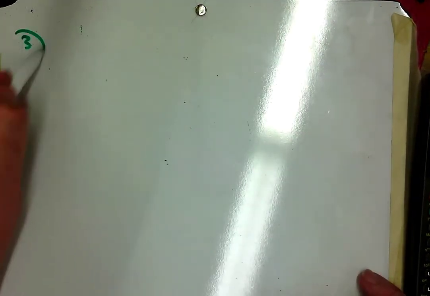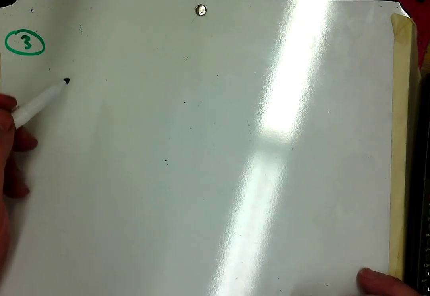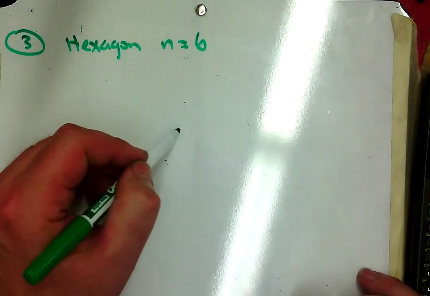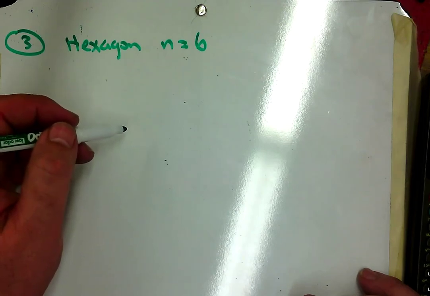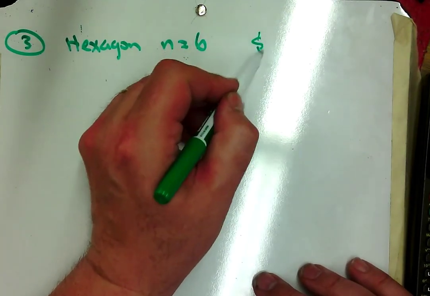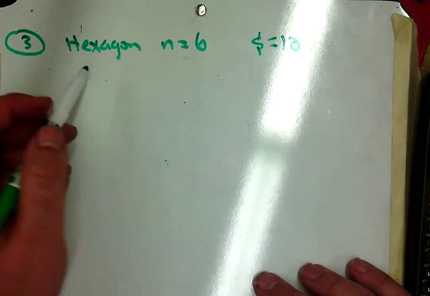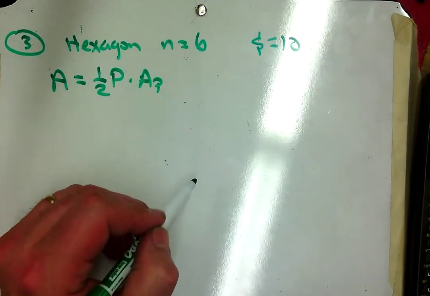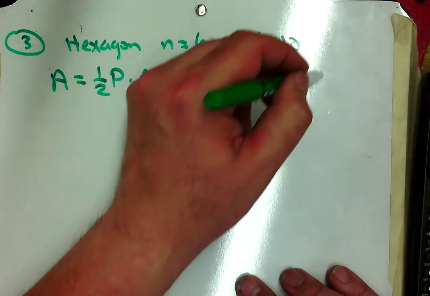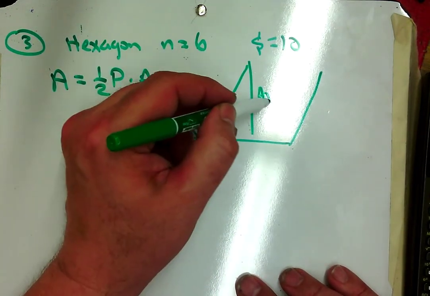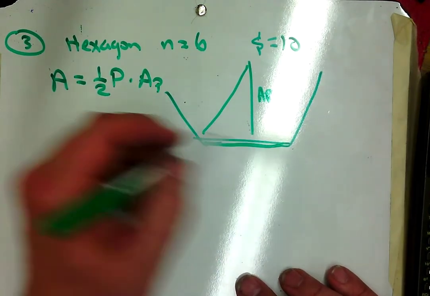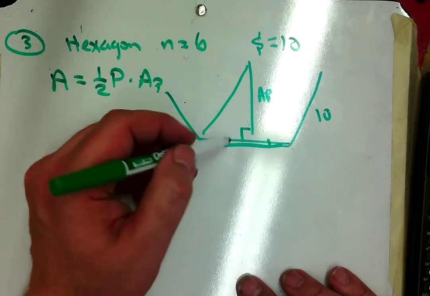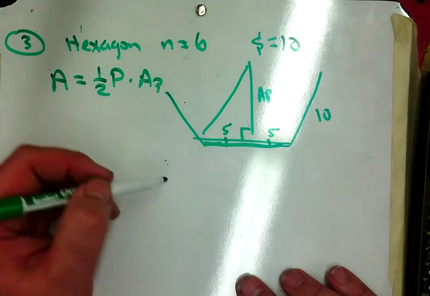Problem number 3. Find the area of a regular hexagon. Remember, for a hexagon, the number of sides is 6. And we're looking for the area of a regular hexagon whose side length is 10. Remember, for regular polygons, we use area equals 1/2 perimeter times apothem. So here's my apothem. This is my side length. We know the side length is 10. So this is split into 2 equal pieces by our apothem. So this must be 5, and this must be 5.